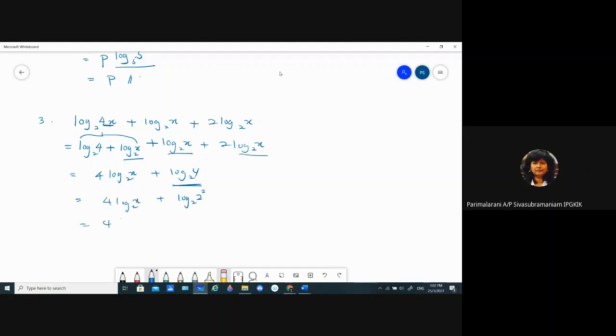Plus this 2 bring to the front. So we have 2 log 2 base 2, isn't it? So how much is this? The second part here, how much is this? 2. Yeah. So this is 4 log x base 2 plus 2. Okay, so we have simplified it. Can you understand this?